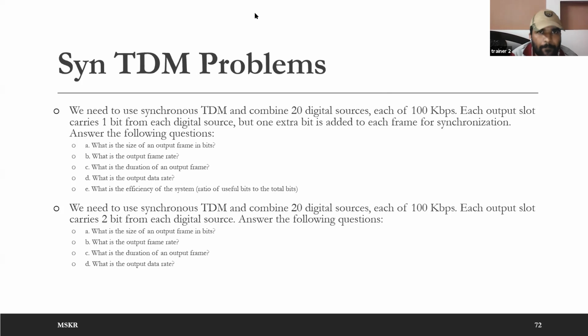So just see. First, the frame size. Since there are 20 digital sources, your frame must have 20 slots, where each slot has 2 bits. Like our previous question, there is no frame bit. So 20 into 2, that is 40 bits. The size of the output frame is 40 bits.